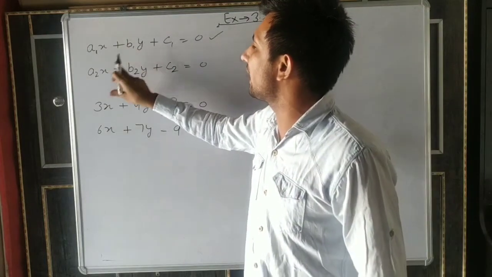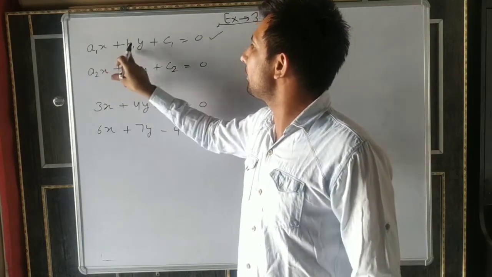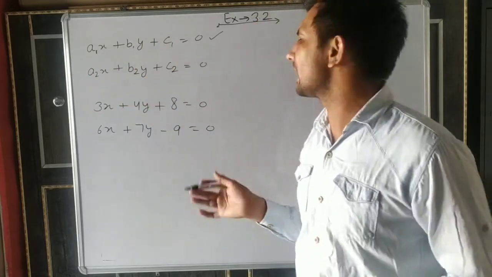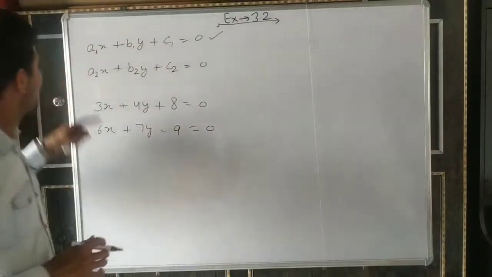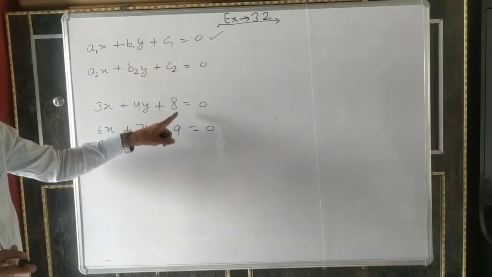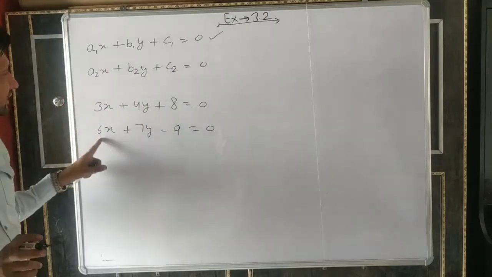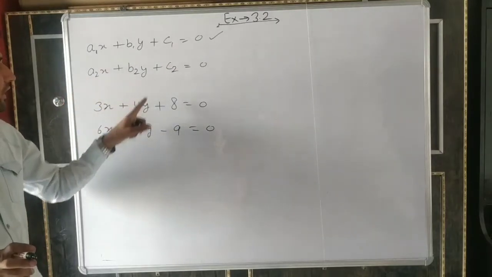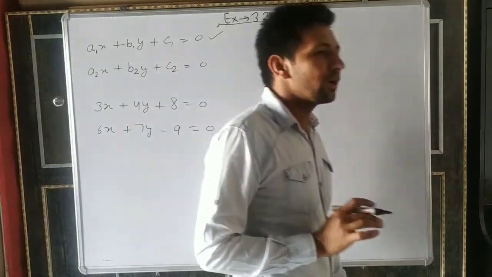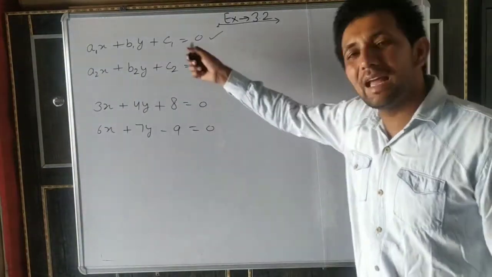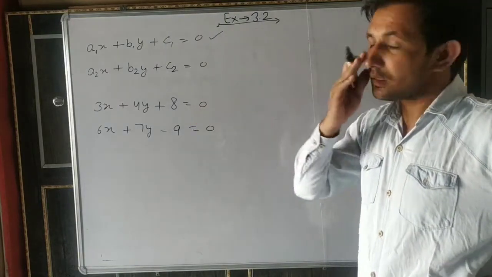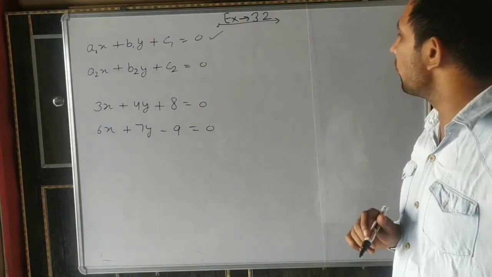X and y are the variables. A1, B1, C1, A2, B2, C2 are real numbers. Like this one, you can compare: A1 is 3, B1 is 4, C1 is 8, A2 is 6, B2 is 7, and C2 is minus 9. We have already learned that this is the algebraic representation of a linear equation in two variables.